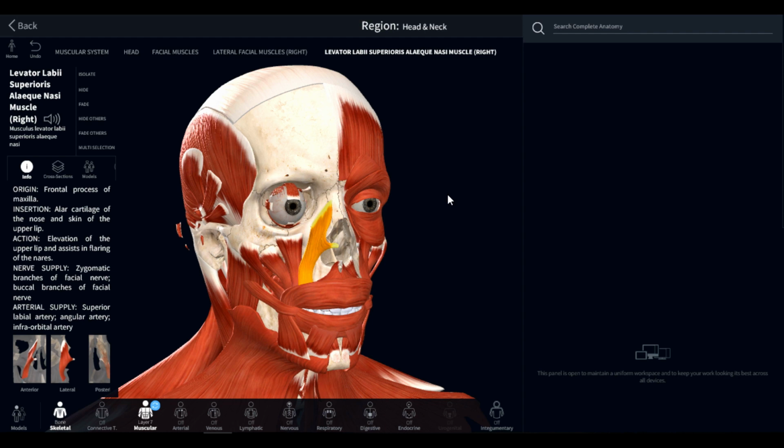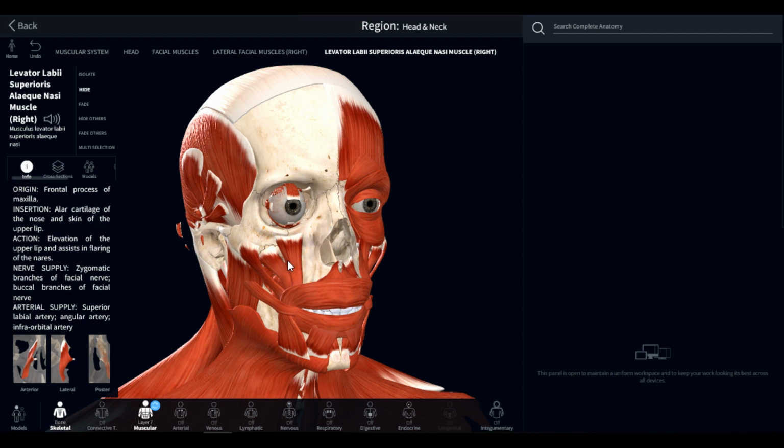So this muscle has a nerve supply of the zygomatic branch of the facial nerve, and the arterial supply for this muscle is by the superior labial artery. Now the superior labial artery is a branch from the facial artery itself.